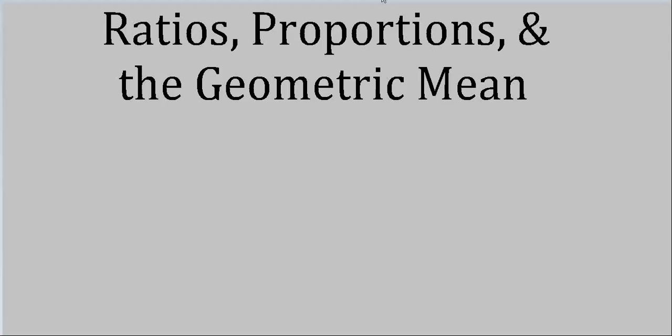So the first thing we have to understand in order to study similarity and similar polygons is ratios, proportions, and the geometric mean. Yeah, it's a big title. It sounds like a whole book right there, but it's not. Like I've probably mentioned before, people with big names are probably no more complicated than people with small names. Same thing here. This is actually a pretty easy section.